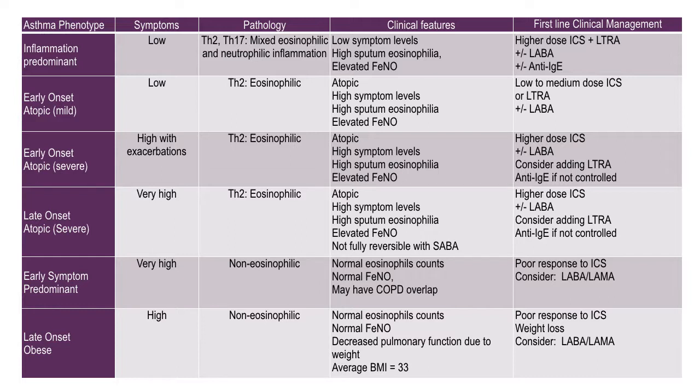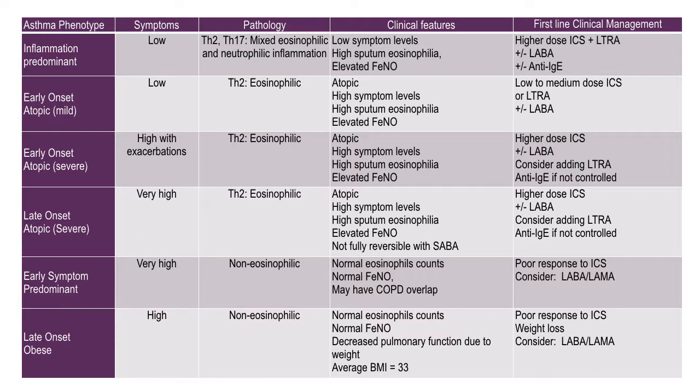The last two, which are called early symptom predominant and late onset obese asthma, do not have the normal type of inflammation that we think of when we think of asthma. These are considered non-eosinophilic asthma. They do not go through those T helper 2 cell pathways and IgE mast cell type of inflammatory pathways. And because of that, the treatment of these is very different. So this is people who have disproportionately high levels of symptoms without associated airway inflammation.